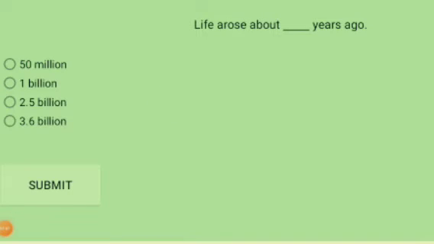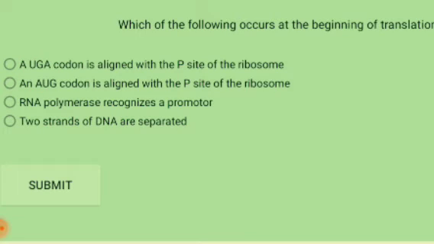Life arose about dash years ago. Option A, 50 million, B, 1 billion, C, 2.5 billion and D, 3.6 billion. It's actually option D.